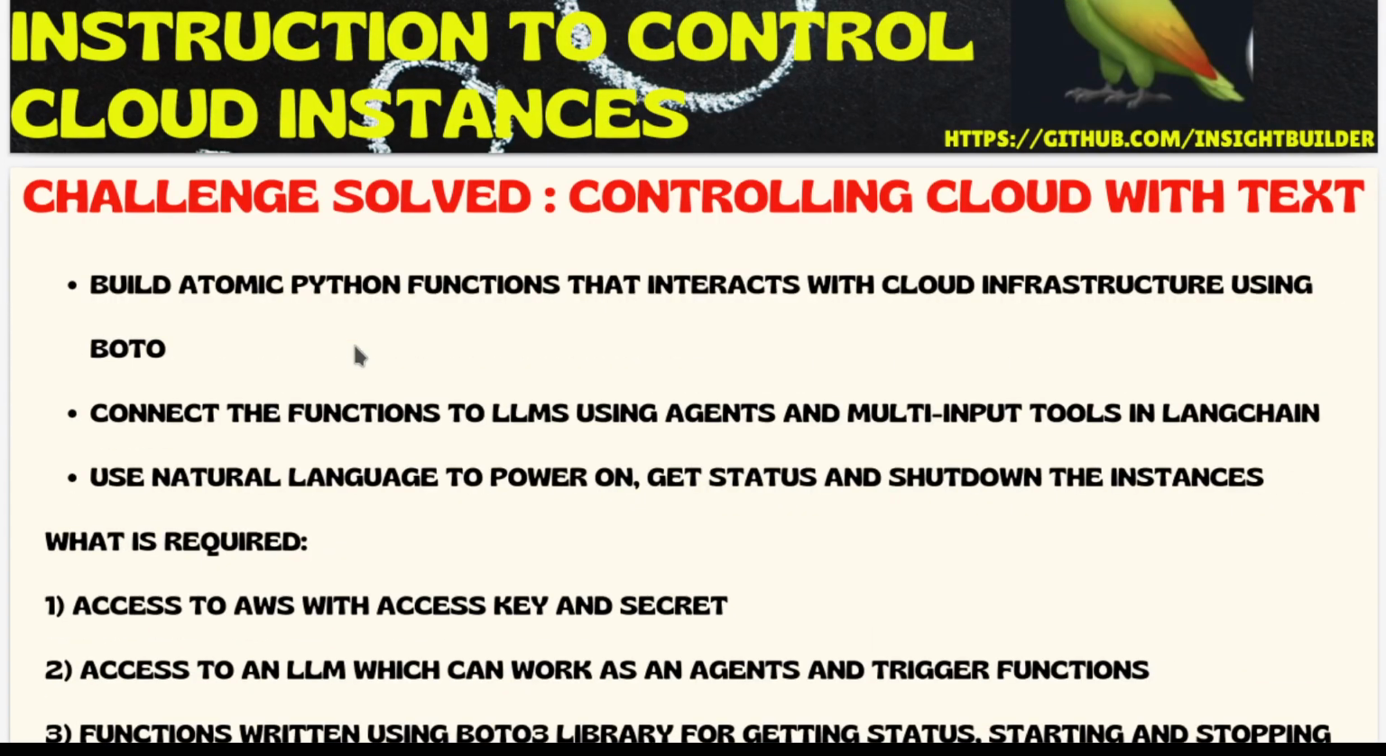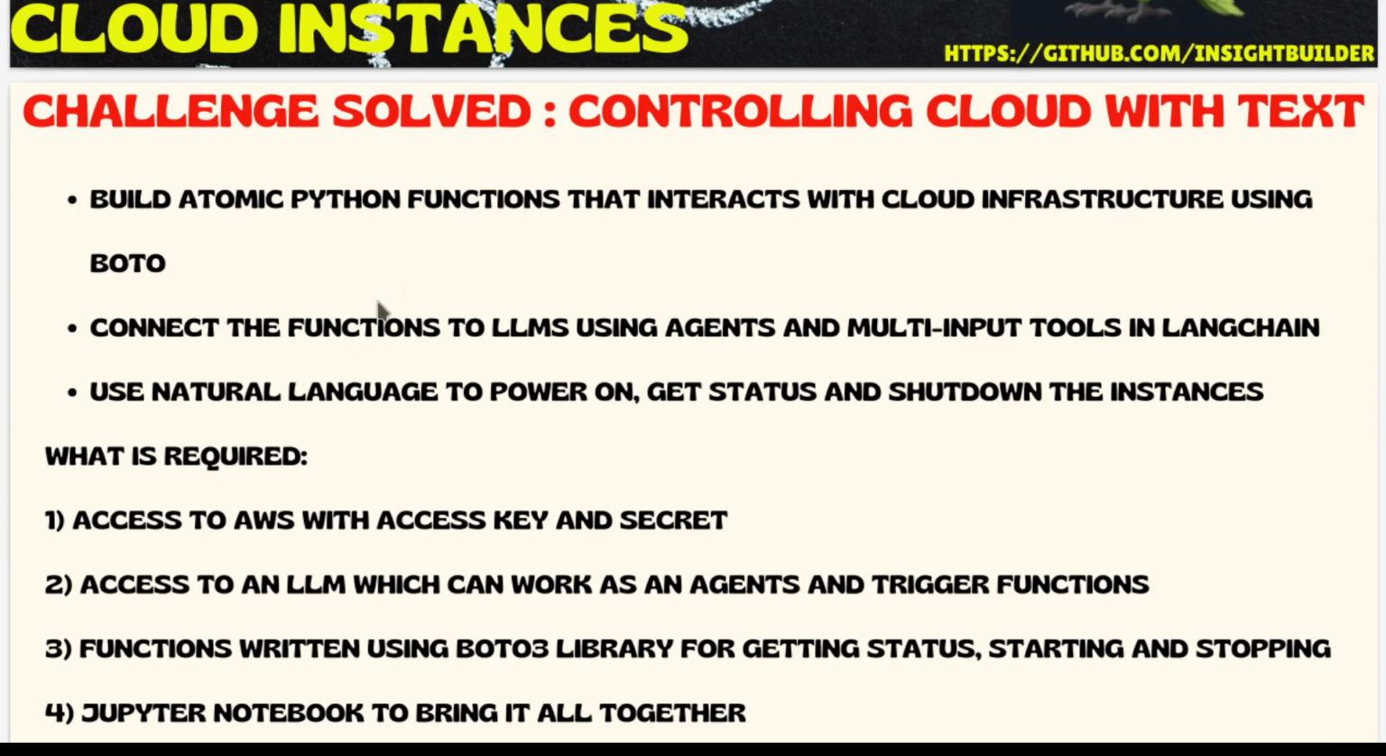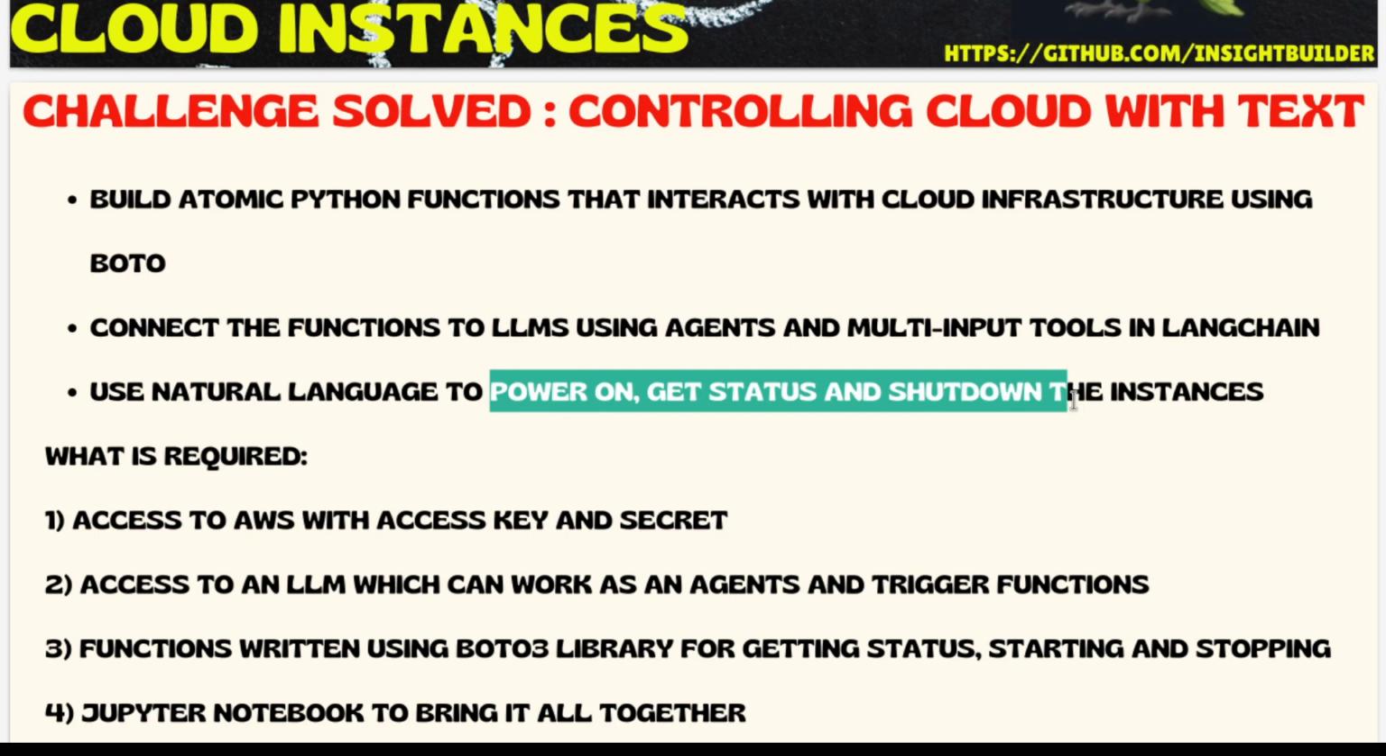Let us move into the steps for solving the challenge. You have to write atomic Python functions, and I will show you how to do that using Boto3. You have to connect the functions to LLMs, and then use natural language to power on, get the status, and shut down the instance. These are three simple things, but you will see that even this is going to be a little bit challenging with the current scenario of how the cloud infrastructure gives the data back to us. I will be diving into that using an example, so you will get a good understanding of what is going on.